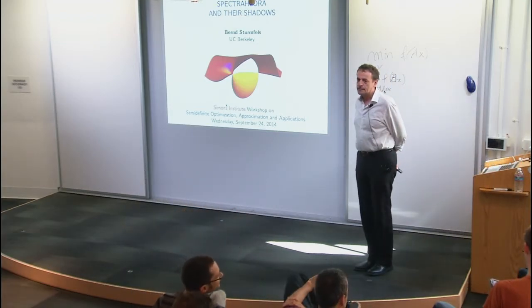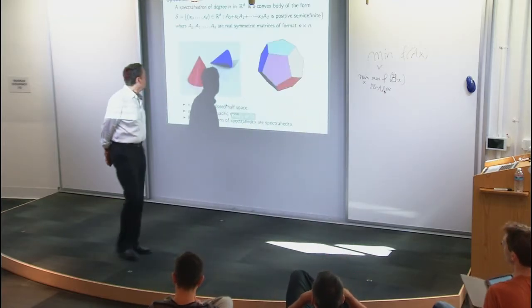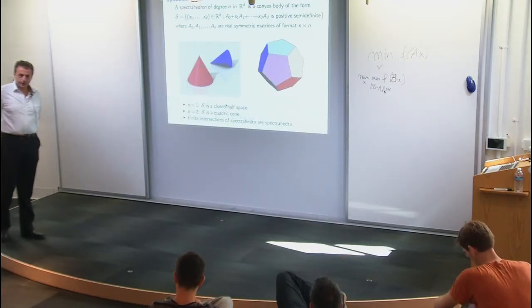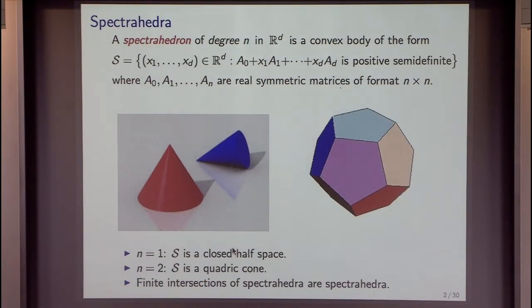So it's a bit of a math interlude. I'd like to tell you about these pictures. A spectrahedron, by definition, is defined by a linear matrix inequality. A spectrahedron of degree n in R^d is given by d plus 1 n by n real symmetric matrices, A0, A1 up to Ad. We take the affine linear combination and require that this matrix is positive semi-definite.